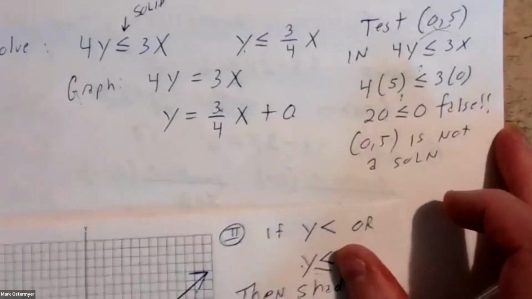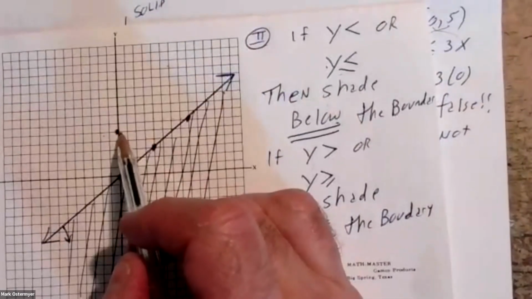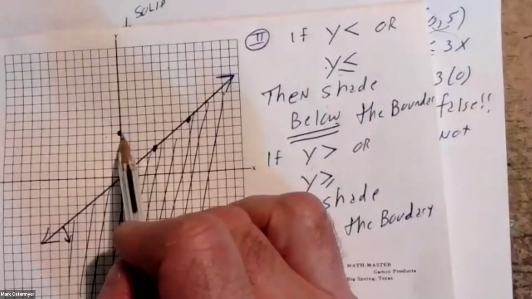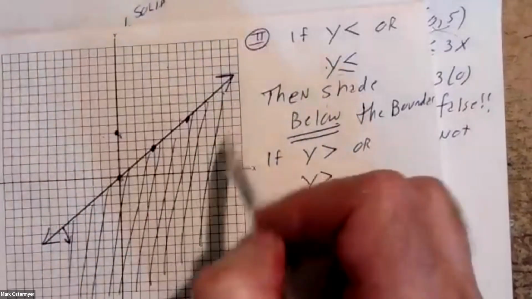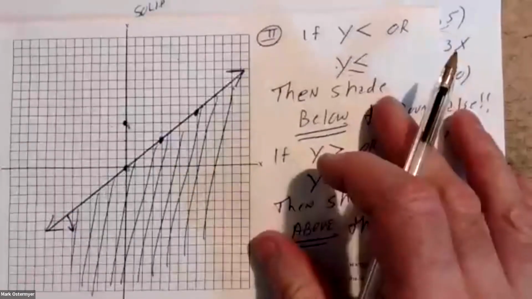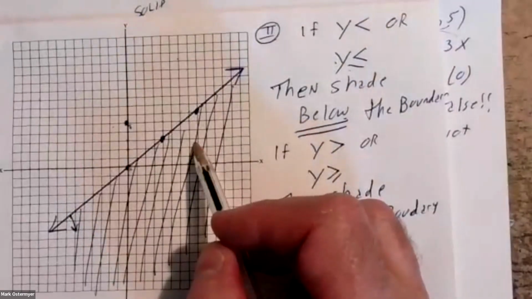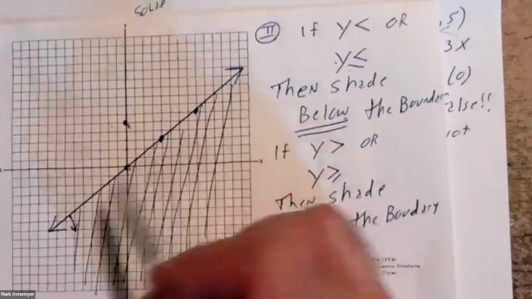Because of that, because (0, 5) is not a solution, ladies and gentlemen, we have no business shading the plane that contains (0, 5), because it's not a solution. We got to shade on the other side of the line. That's why we shade down below. Okay. Now, had I chosen a test point in this plane down here, I would have discovered that it is a solution, which would then also indicate that I shade below.